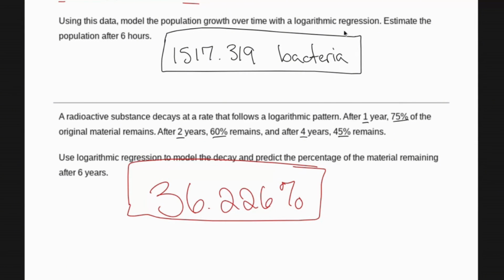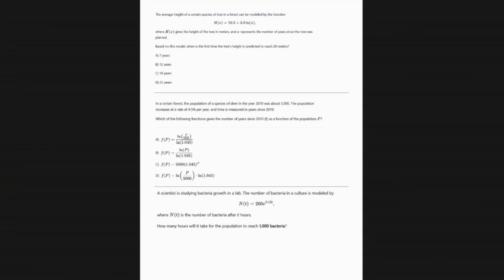Looking at these, I probably should have written the equations up because it did say model the population growth over time, but you saw me do it. So I'm not going to go back and redo those.